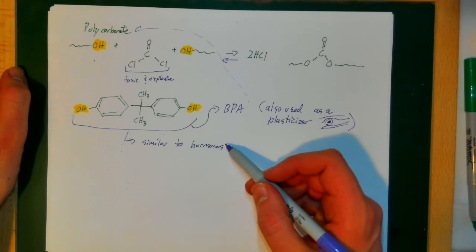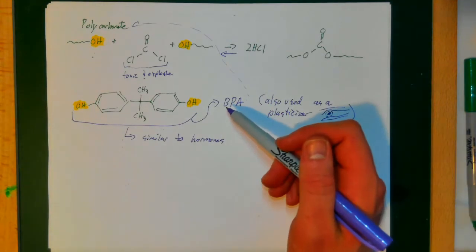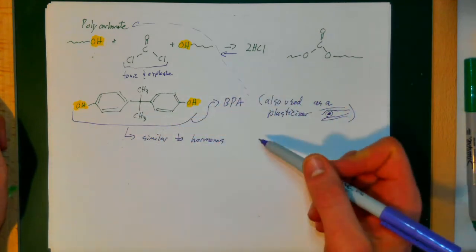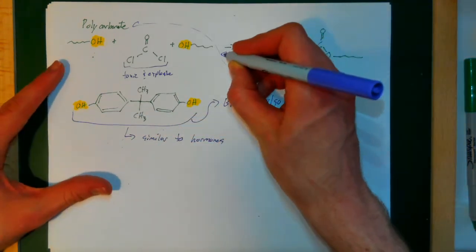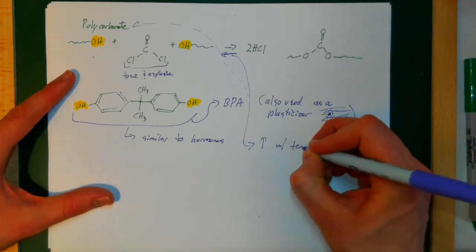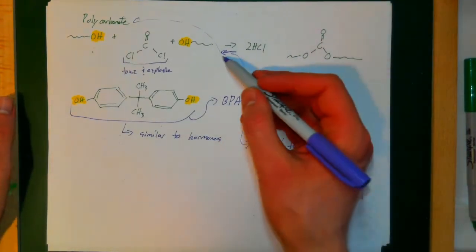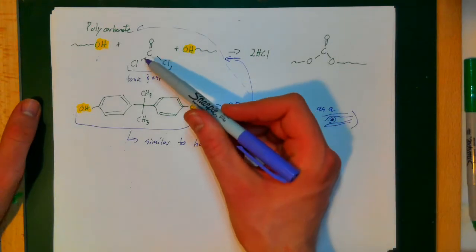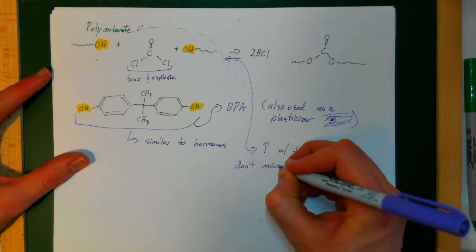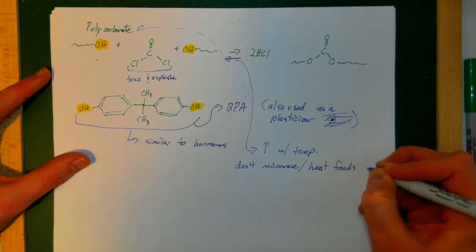So what's the key thing here? Don't eat foods where the packaging has BPA in it. I can't recommend it, for your health and safety. And especially, this reverse reaction increases with temperature. So definitely don't microwave your foods in plasticware. Don't microwave or heat your foods in plastic.